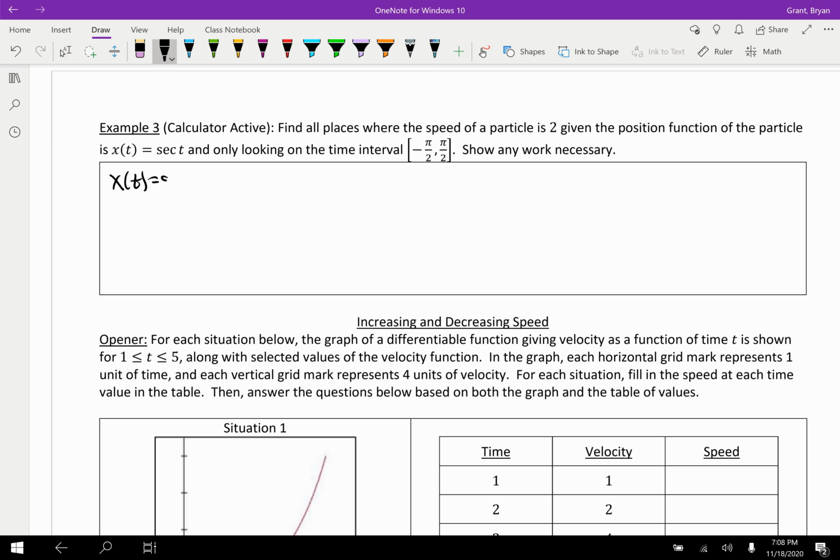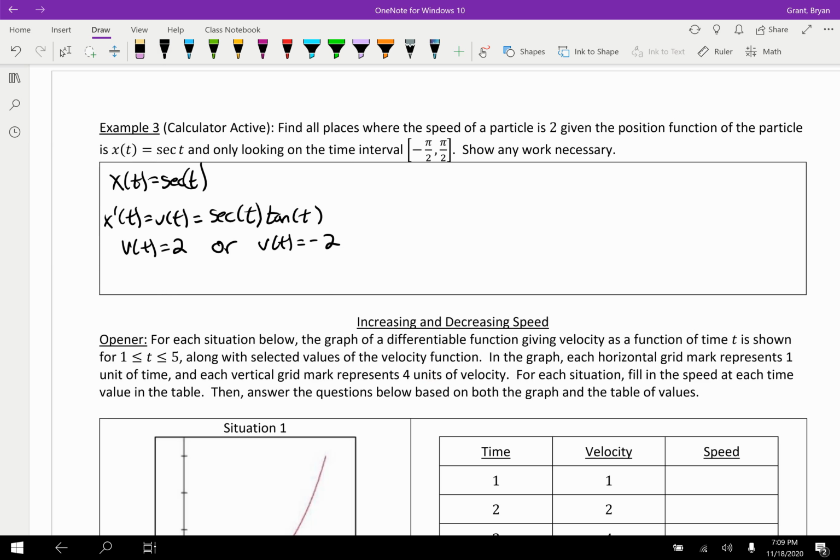So x of t is secant of t. The velocity is found by taking the derivative of position, and we all remember the derivative of secant, right? It becomes secant of what's inside times tangent of what's inside. Then what? Well, this part is important, even though I'm telling you that this isn't the way I would suggest you do it. If we're looking to see where the speed is 2, then we need to do 2 things. We need to set the velocity equal to positive 2, and we also need to set the velocity equal to negative 2. We need to find where the particle is moving to the right at a speed of 2, and where the particle is moving to the left at a speed of 2.